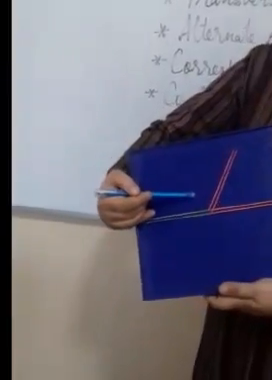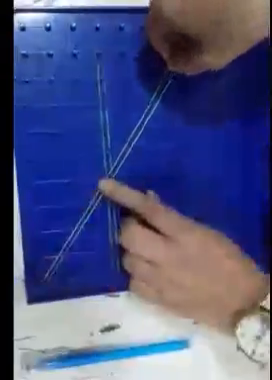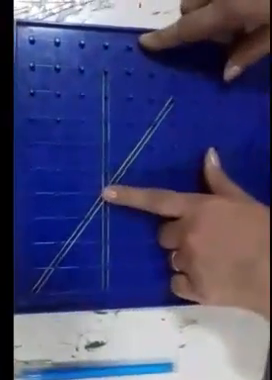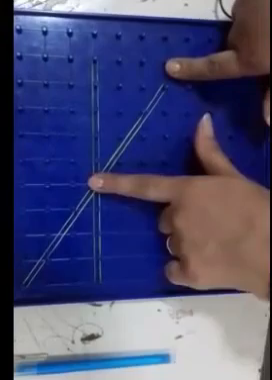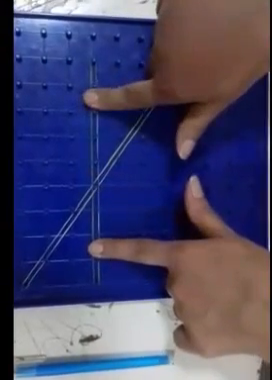and you will get the value of the other angle. Our next topic is intersecting lines. When two lines intersect each other at any point, they are known as intersecting lines. Here, these two lines are intersecting at the common point, this one. It is not necessary that it should cut in the center; it may cut at any point.